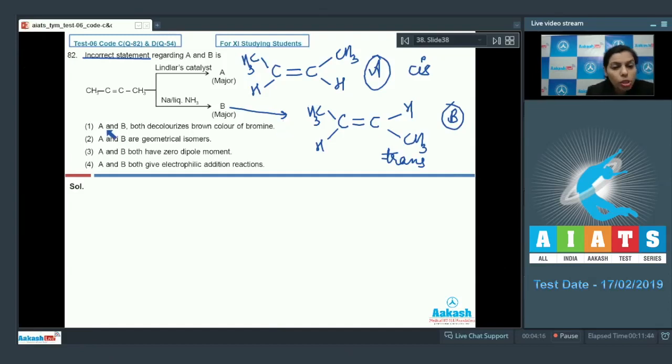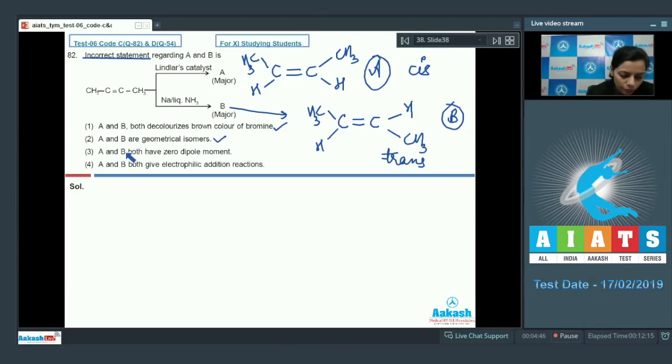Now let's check the given options regarding A and B. A and B both decolorize brown color of bromine. If we look at A and B, we will identify that these two are alkenes and they are able to do so. That's why they are doing so. I'm just marking a tick here. Then A and B are geometrical isomers. We know that these two are geometrical isomers. One is cis isomer, other is trans. That's why this statement is also correct.